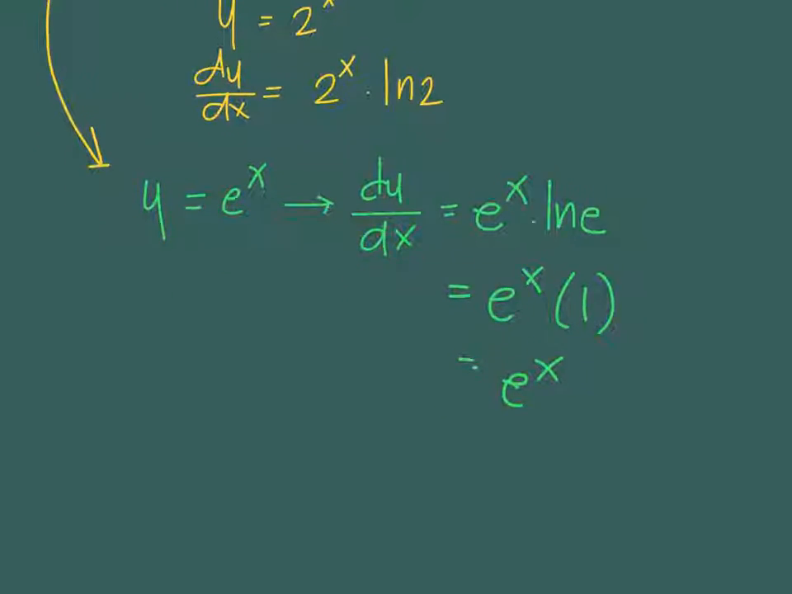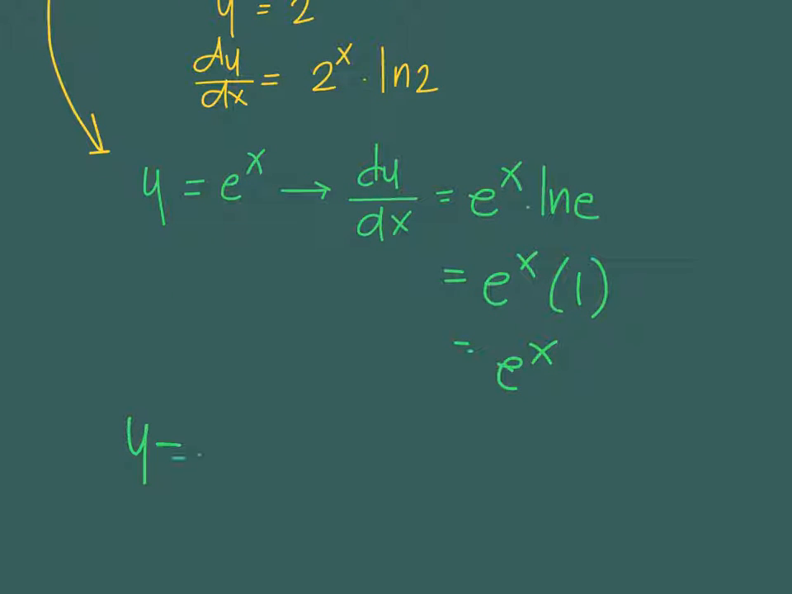So what did you notice here? y equals e to the x. The dy over dx is equal to e to the x. So they're the same because of the nature of the base e. If we get ln e, that's 1. So y equals e to the x, derivative is e to the x. Okay? Understand?